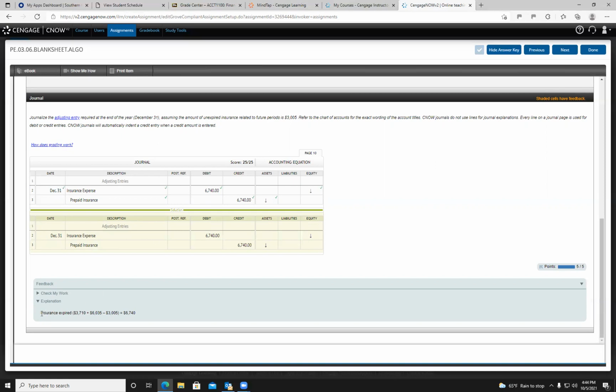And if you look down here, this is how they came up with that amount. Again, we added the beginning balance to the additional premiums paid, less the ending balance to get the amount that actually expired throughout the year, which was $6,740 worth of prepaid insurance that went from being prepaid to being just actual expense.